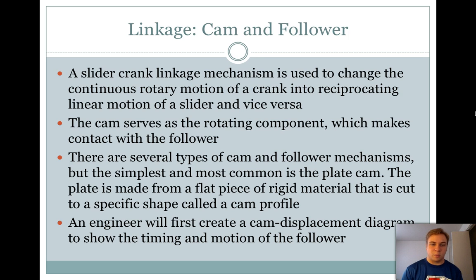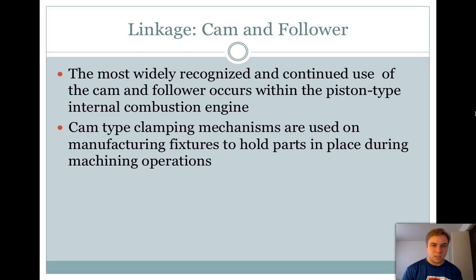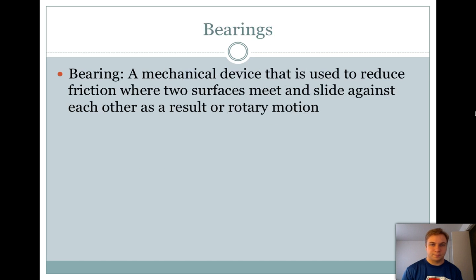This plate is made from a flat piece of rigid material that is cut to a specific shape called a cam profile. An engineer will first create a cam displacement diagram to show the timing and motion of the follower. The most widely recognized and continued use of the cam and follower occurs within the piston-type internal combustion engine. Cam-type clamping mechanisms are used on manufacturing fixtures to hold parts in place during machine operations.